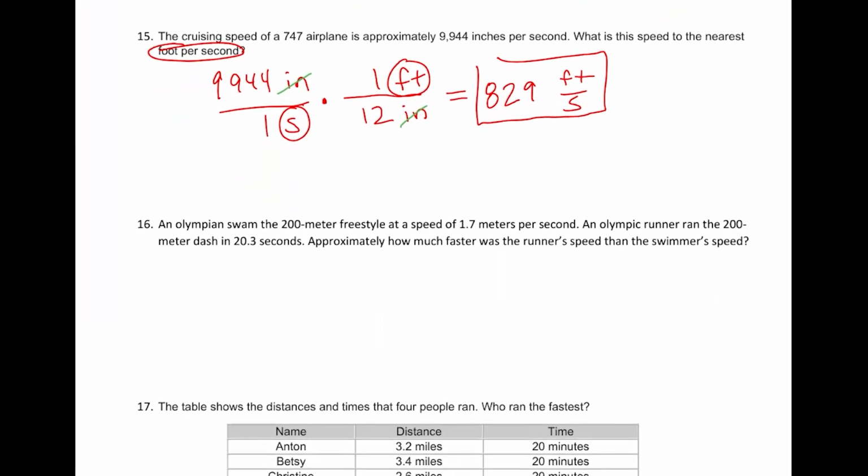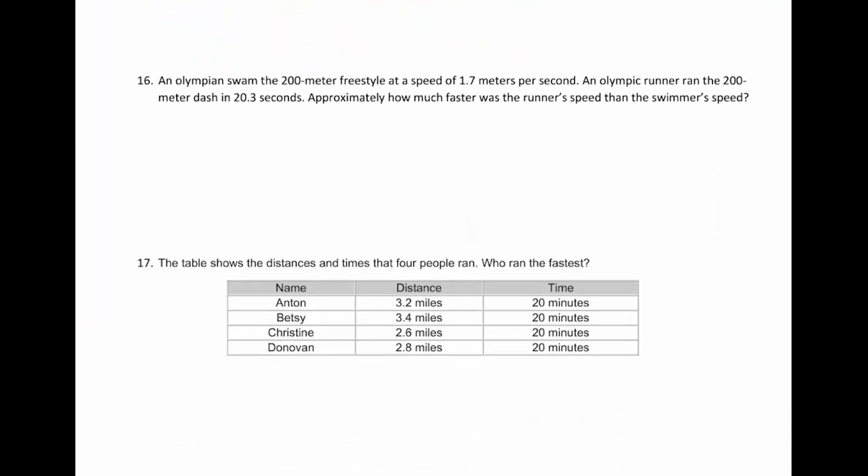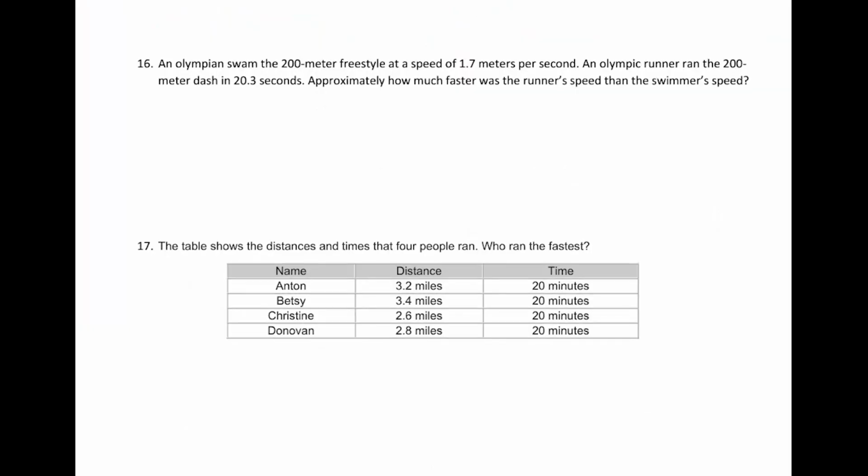Number 16 says an Olympian swam a 200-meter freestyle at the speed of 1.7 meters per second. An Olympic runner ran the 200-meter dash in 20.3 seconds. Approximately how much faster was the runner's speed than the swimmer's speed? So they're already telling us that the runner is going to be faster, but the question is by how much? So let's find the speeds of both, and then we can find the difference.